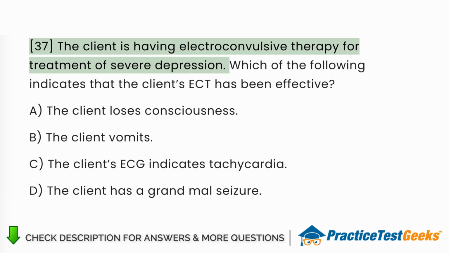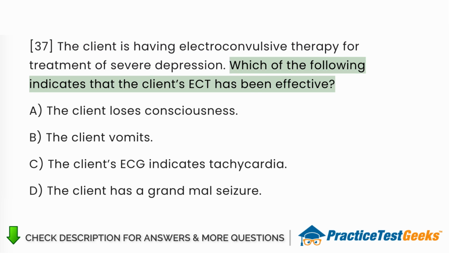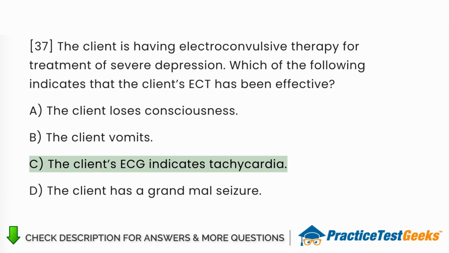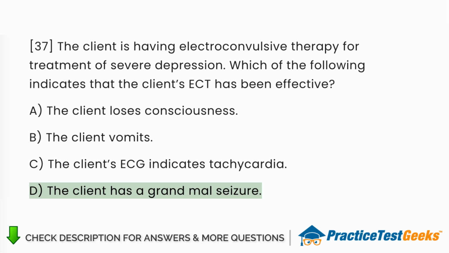The client is having electroconvulsive therapy for treatment of severe depression. Which of the following indicates that the client's ECT has been effective? A. The client loses consciousness. B. The client vomits. C. The client's ECG indicates tachycardia. D. The client has a grand mal seizure.